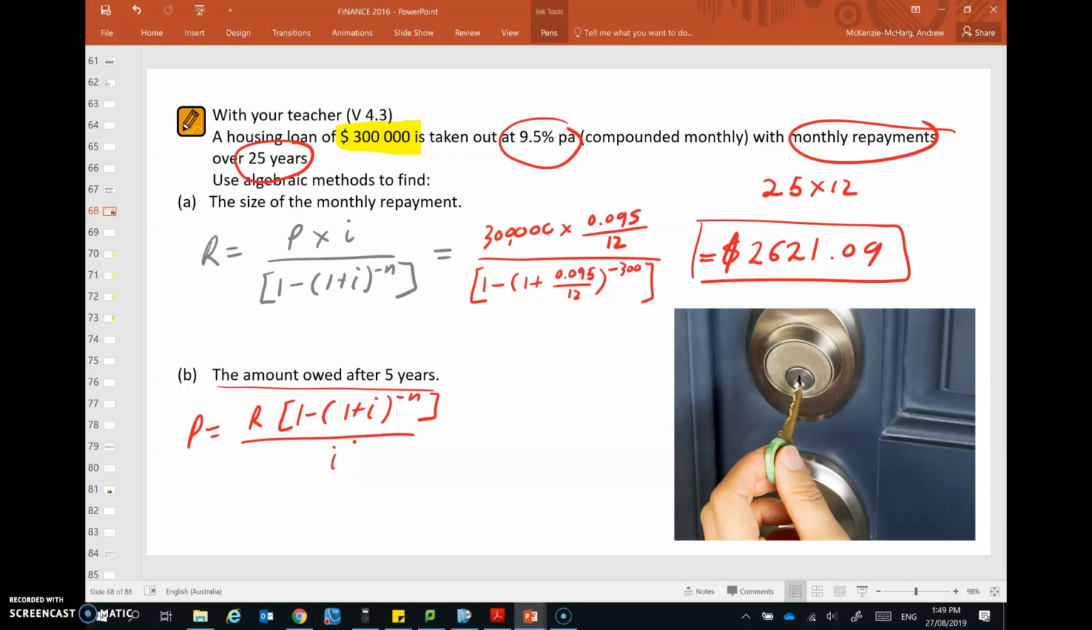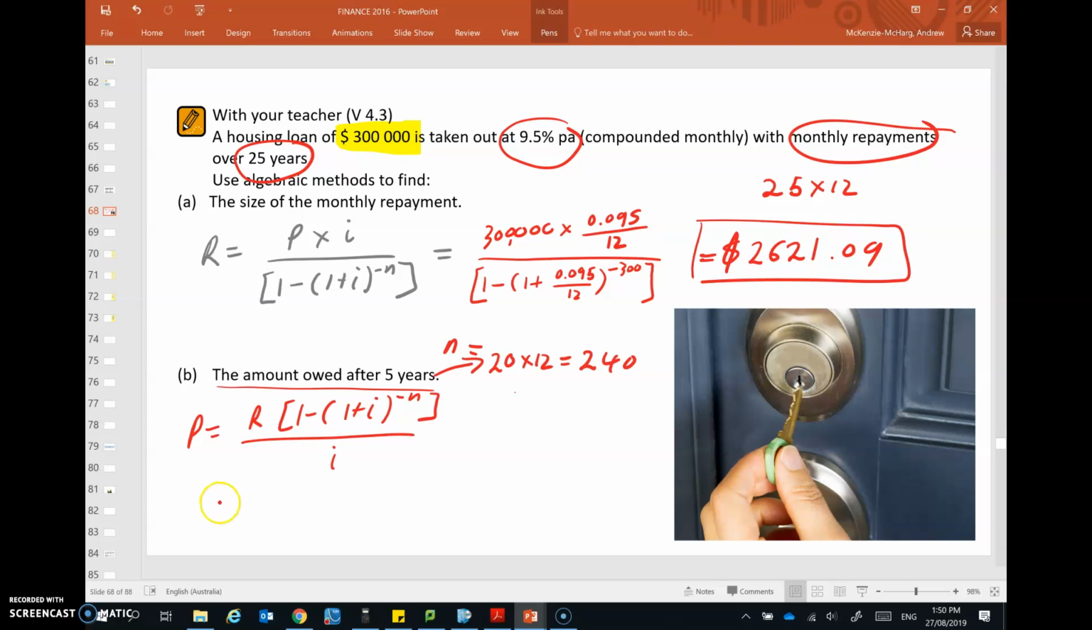So we're just calculating the amount owed. The i value is going to stay the same, but the n value changes. We're 5 years in, which means we have 20 years left. 20 by 12 periods per year means that n is 240. That's our n value, 240, because we're talking about periods remaining, not the number of periods that have elapsed.